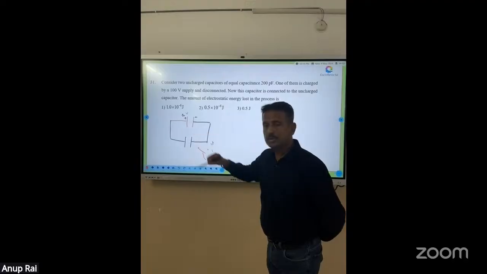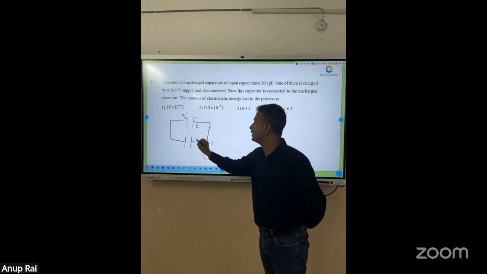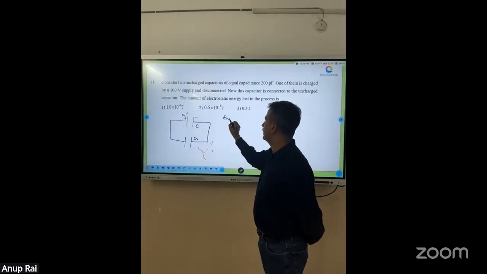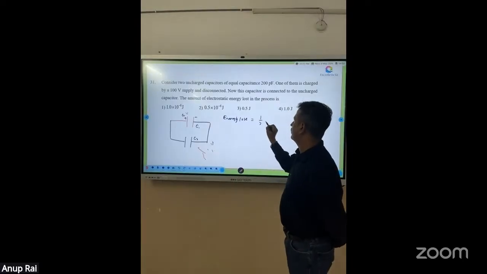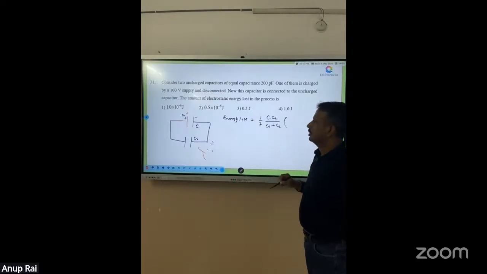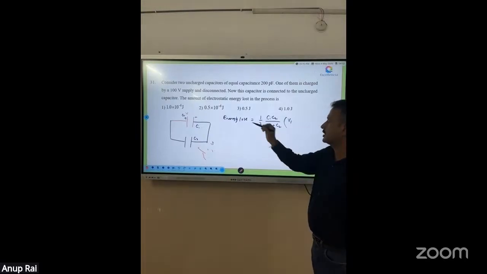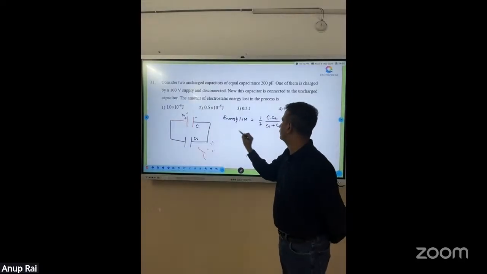So charge distribution is going to happen, right? Until both get the same potential difference. Let's say this is C1 and this is C2. In this process, the energy loss formula is half C1 C2 upon C1 plus C2, into the potential difference initially across the first capacitor minus the potential difference across the second one, whole square, right? So you can put all these values to get the answer.